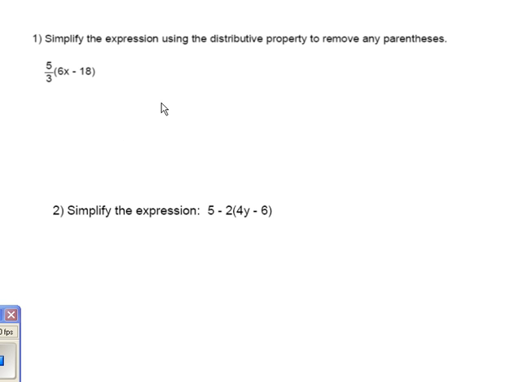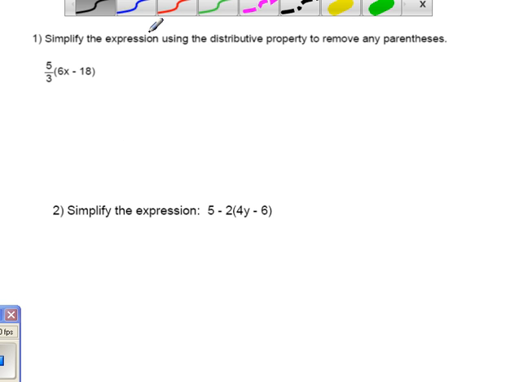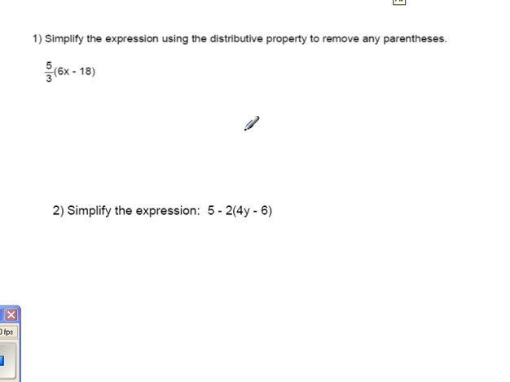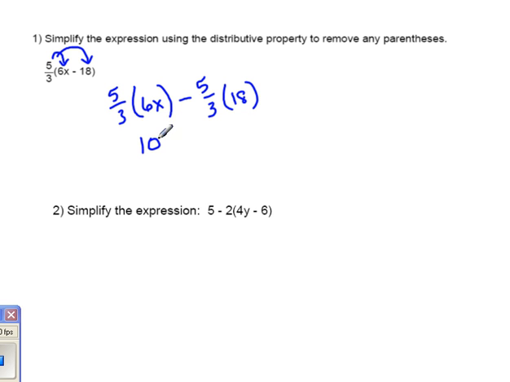Okay, first problem. It says simplify the expression using the distributive property to remove any parentheses. So we're going to multiply the 5/3 times the 6x and the 5/3 times the negative 18. So this is going to be 5/3 times 6x minus 5/3 times 18. 5/3 times 6x is 10x, minus 5/3 times 18 is 30. These are not like terms.